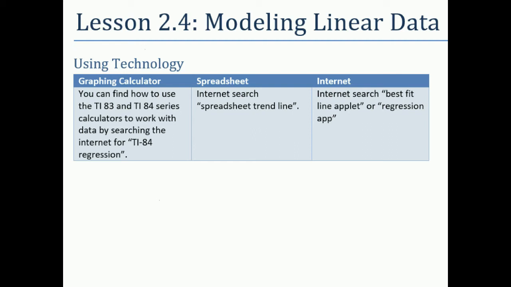As we continue looking at modeling linear data, we're going to go ahead and use some technology to help us set things up. There's different types of technology you can use. There's the graphing calculator. TI-83 and 84 are the ones that are more popular. You can see a search you can do there if you have one of those. A spreadsheet, such as Excel or something like that, some type of spreadsheet, and that's what we're going to do today. And then there's the internet.